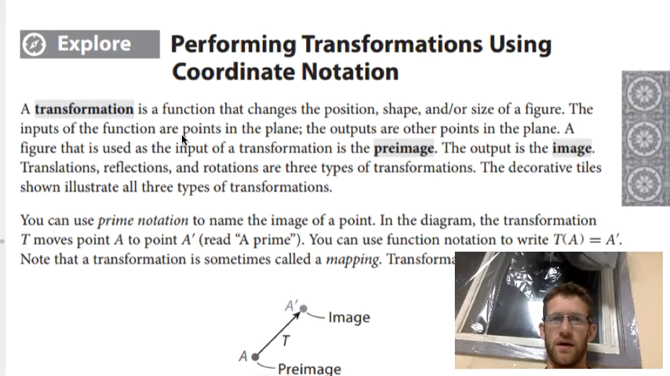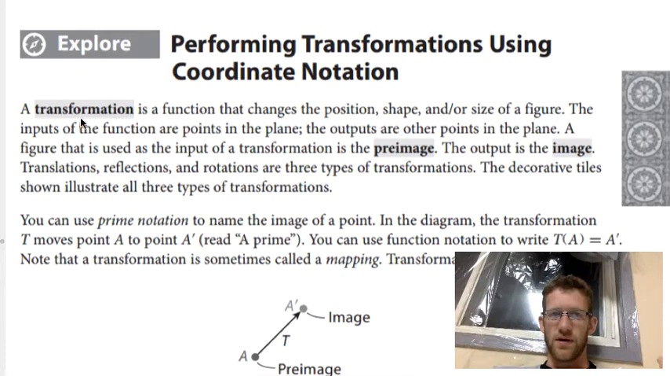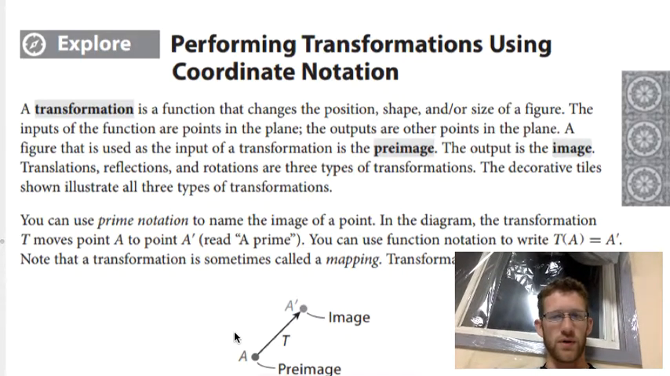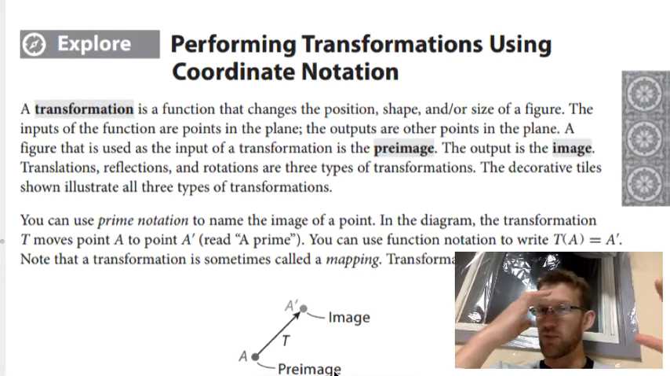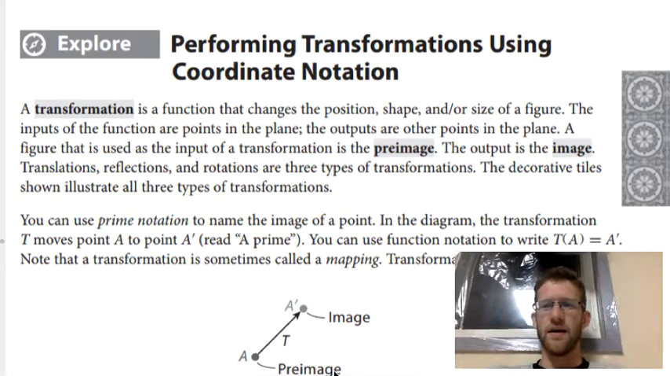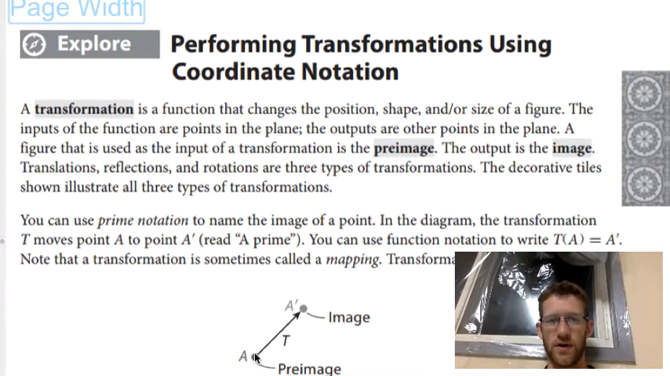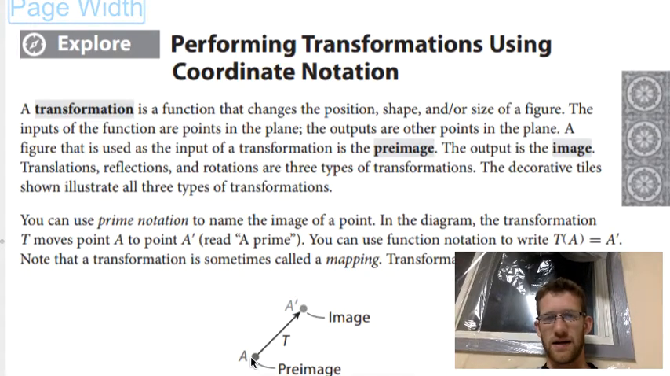So for our terms, we're going to call a transformation anything that changes the position, shape, and/or size of the figure. Our original figure is going to be the pre-image. Have you guys ever read a prequel, like the Star Wars prequels? A prequel happens before the normal one, right? So a pre-image happens before the normal image. So we're going to start with our pre-image. This is Hannah Montana, and then we're going to do some kind of transformation, and we're going to end up with our image, our Miley Cyrus here at the end.